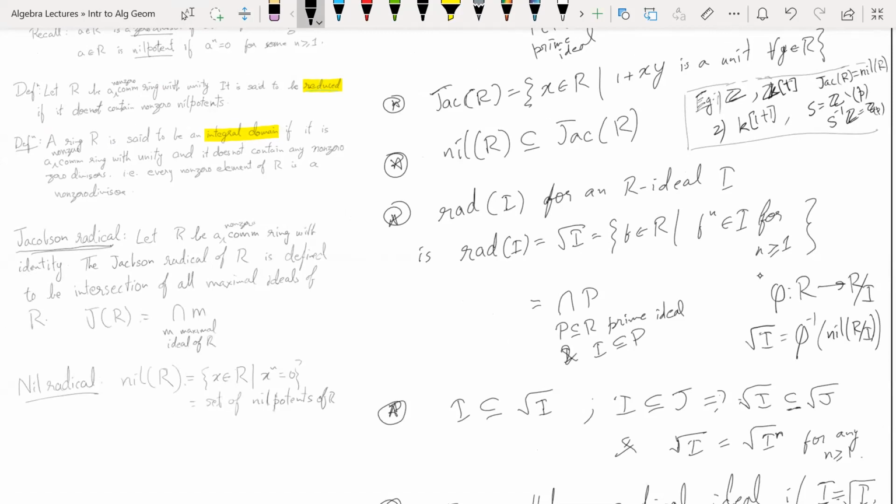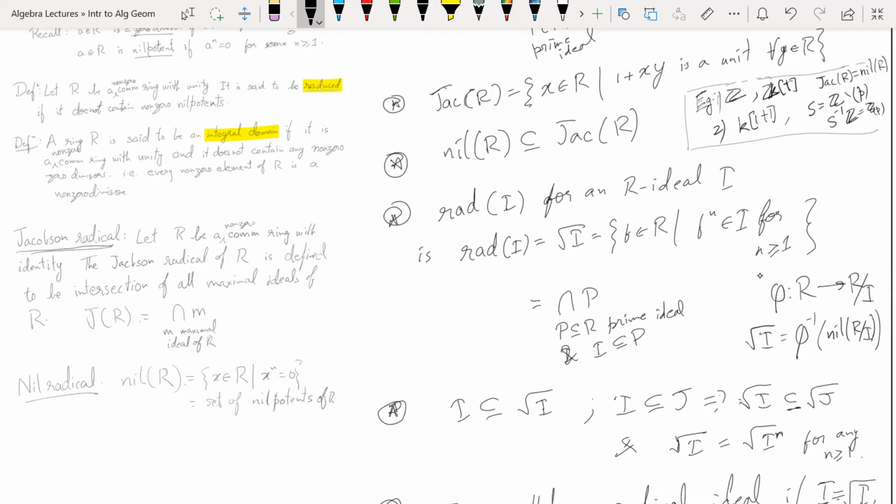So if you consider an element of rad I from the definition, that is f such that some power of f is in I, that tells you that f bar, its image under phi, is a nilpotent element, because some power of it is going to belong to I. So if f belongs to rad I, then it belongs to phi inverse of the nil radical. And conversely, if f belongs to phi inverse of the nil radical, that means some power of phi f is 0 in R mod I, which means some power of f is in I. So this is another way of thinking about it.